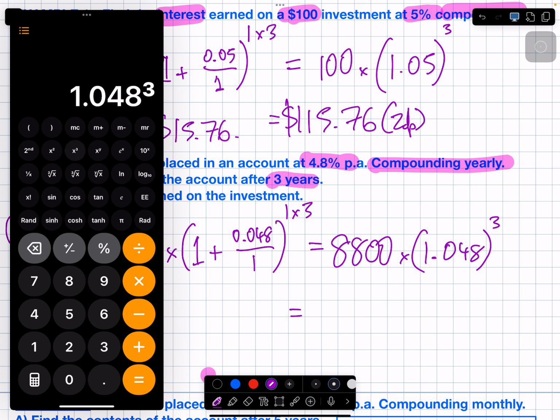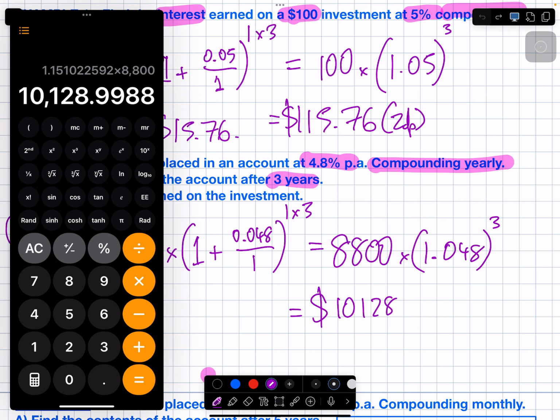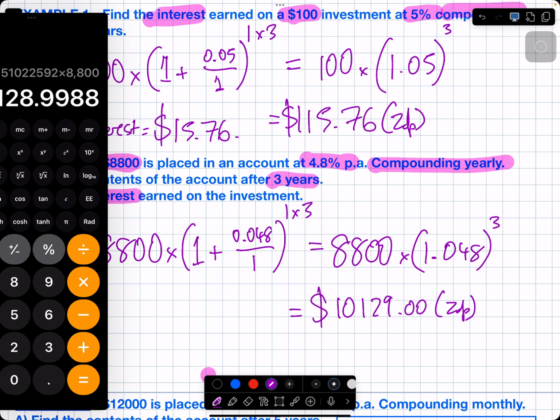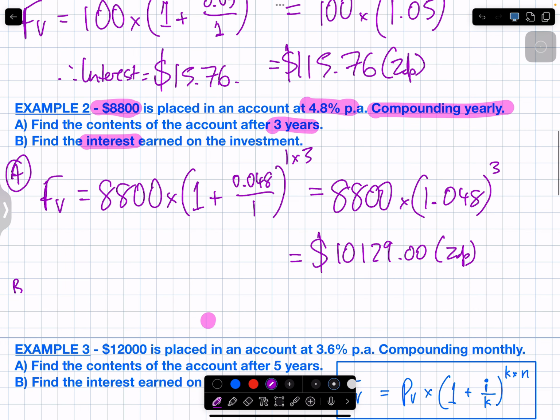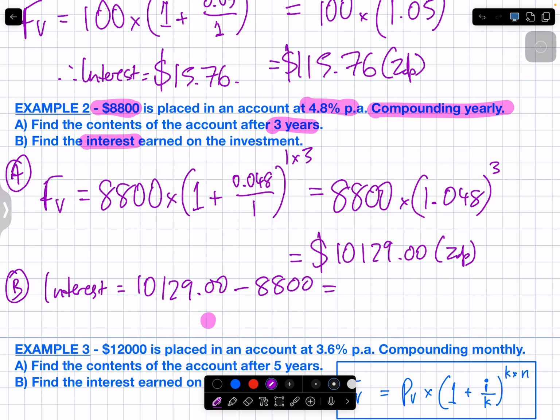1.048 to the power of 3 is a number, times it by 8800. So that tells me $10,128, that's going to round to $129 to 2 decimal points. That's A. B. Find the interest earned on the investment. This is what it grew to. What did I start with? Good. So how would I find the interest? Interest is going to be what it grew up to minus the 8800 that it started with.